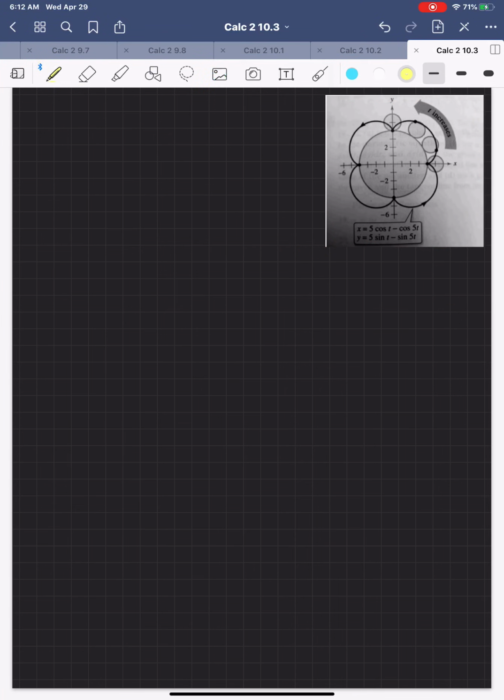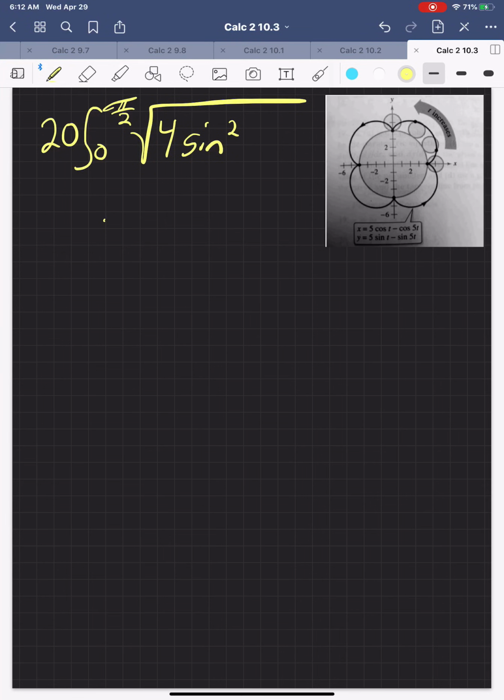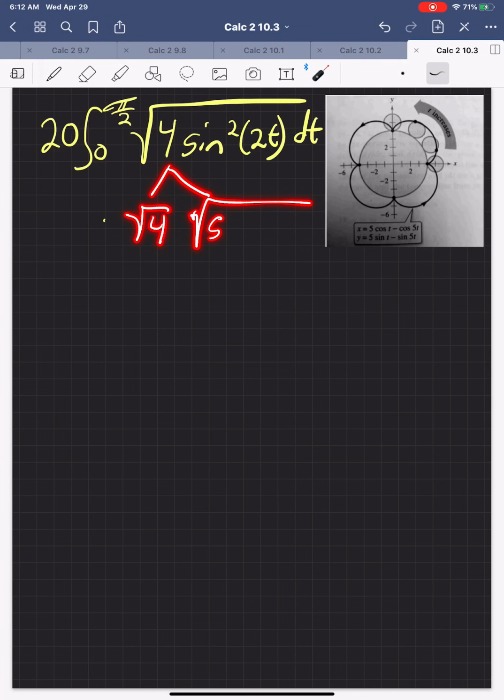All right, so we end up with, I'm going to go ahead and write it, we're almost done with this section. 0 to pi over 2, square root of 4 sine squared of 2t dt. Well, look. You can break this up into the square root of 4 times the square root of sine squared of 2t, right? That's perfectly fine. So that means you get 2 times, well, what is the square root of a square?